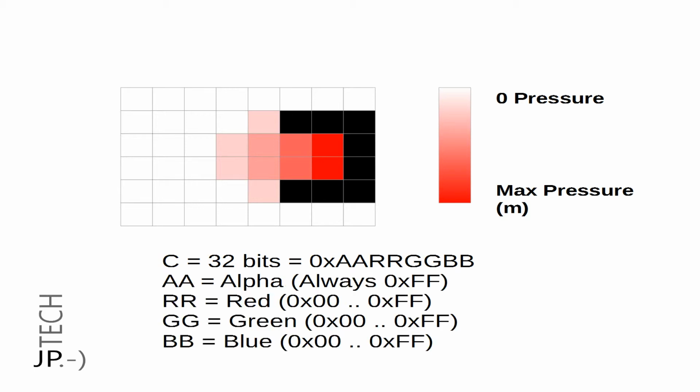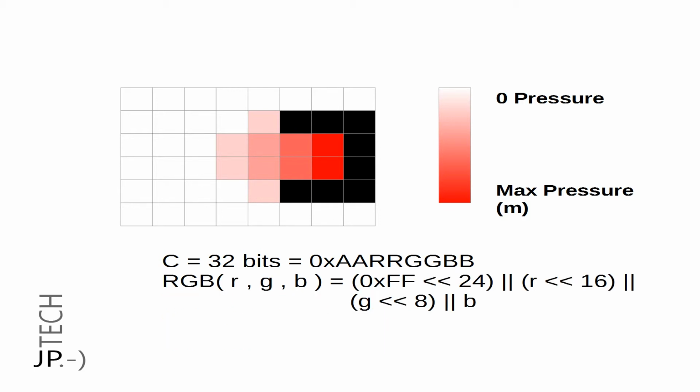8 bits for alpha, 8 bits for red, 8 bits for green, 8 bits for blue. We assume that the color is always opaque, so we set alpha to FF, or 255 in decimal. The remaining colors, or channels, red, green, and blue, can vary between 0 and FF, or 0 and 255 in decimal. So as a function, we can take the inputs for red, green, and blue and manipulate them to create this bit field, which will return a 32-bit color value.